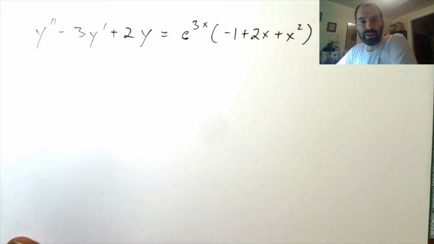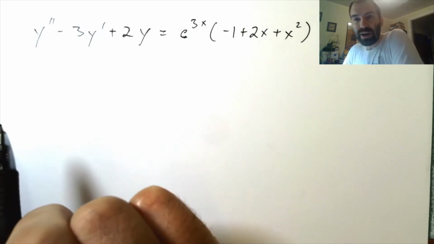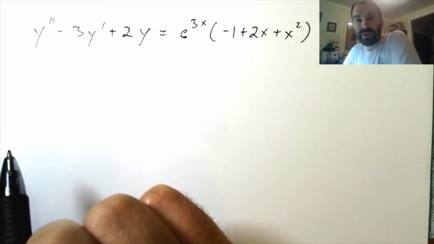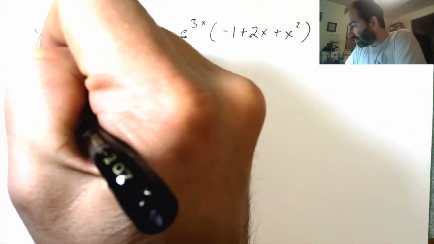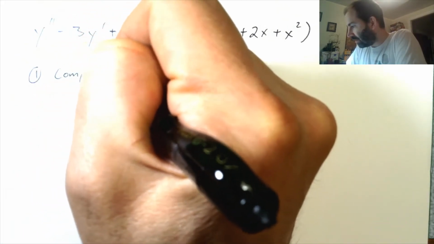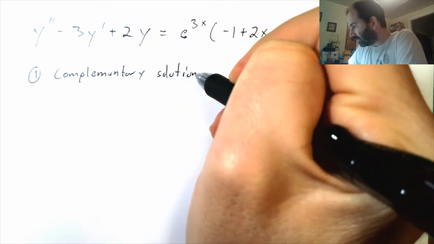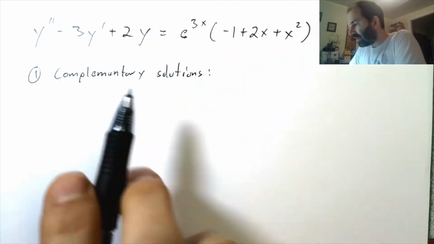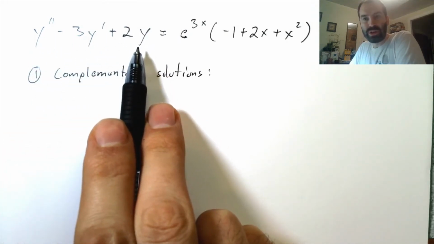All right, so here's our differential equation. Now, remember from the previous section that in order to solve these differential equations of this form, we're first going to find the solutions to the complementary equation, where we set the right-hand side equal to 0. Okay? So first, the complementary solutions. And you get that by just setting this differential equation equal to 0 and solving it.